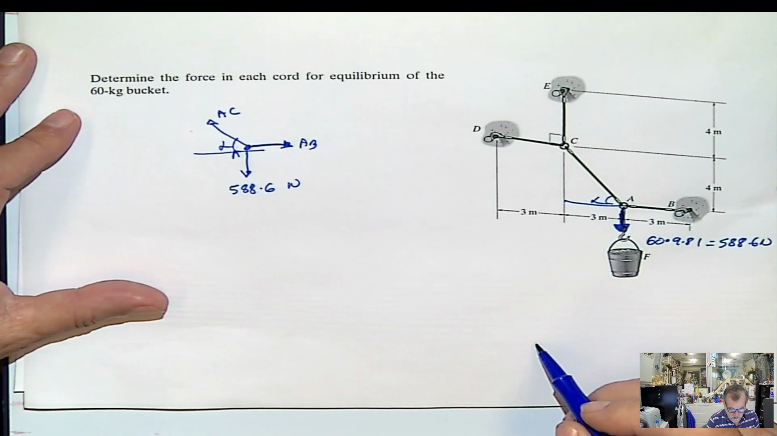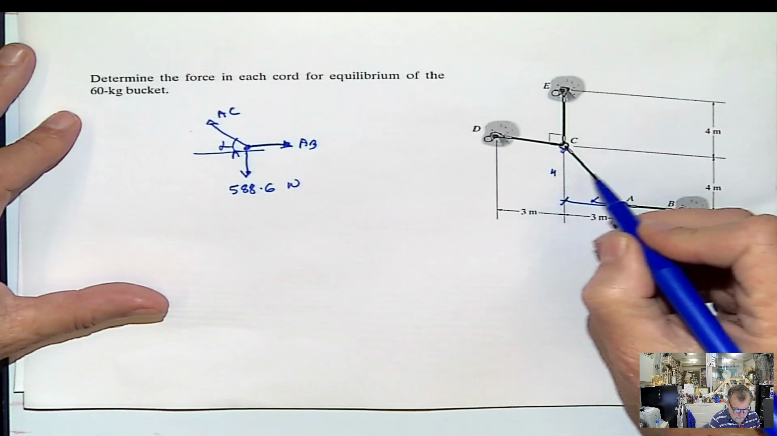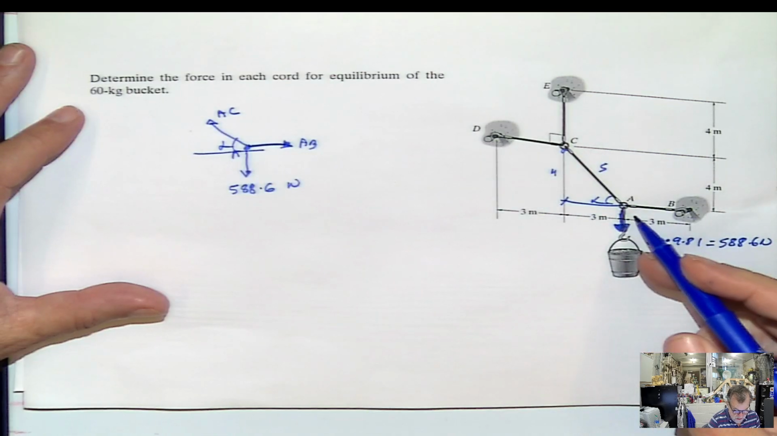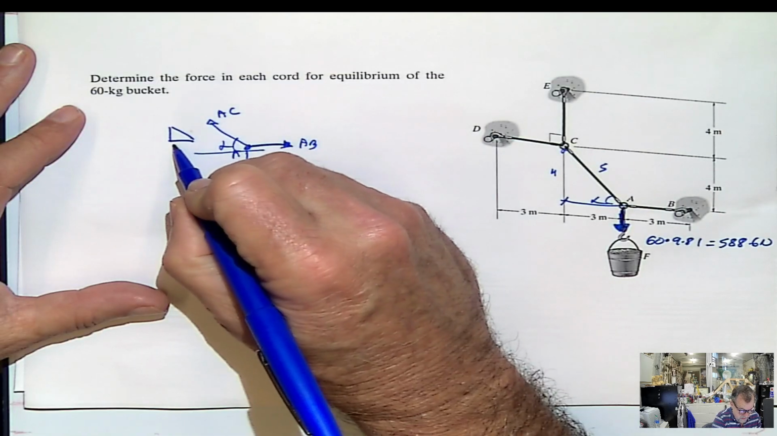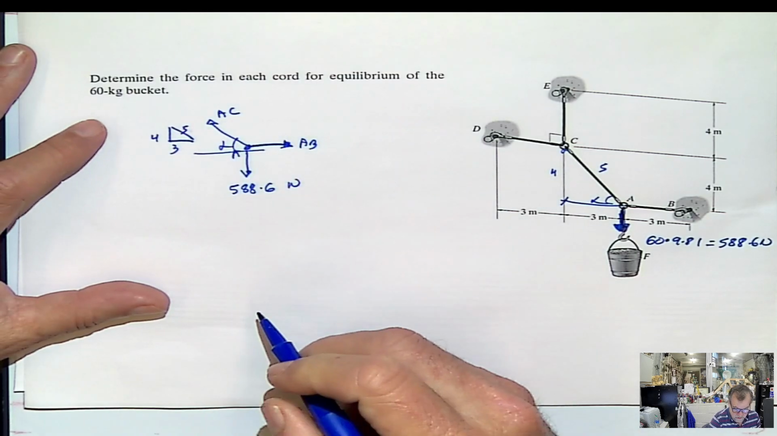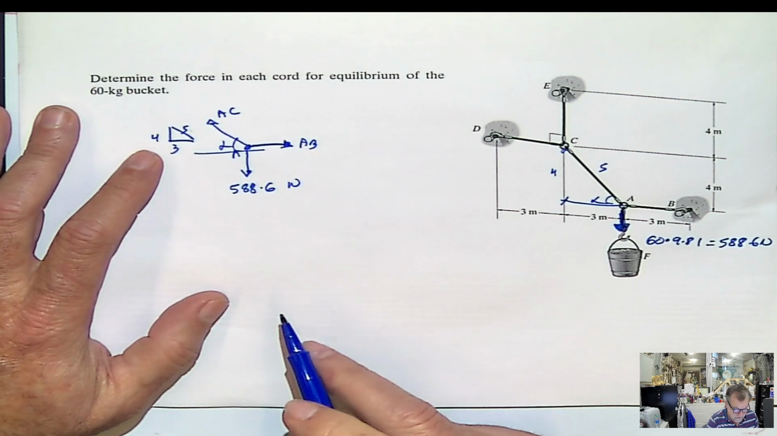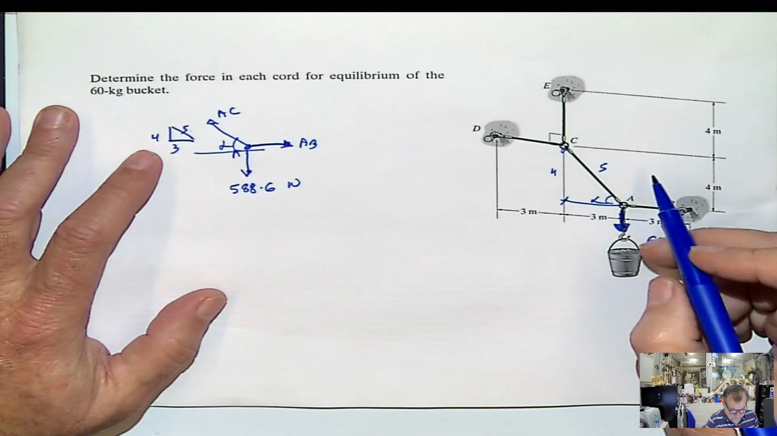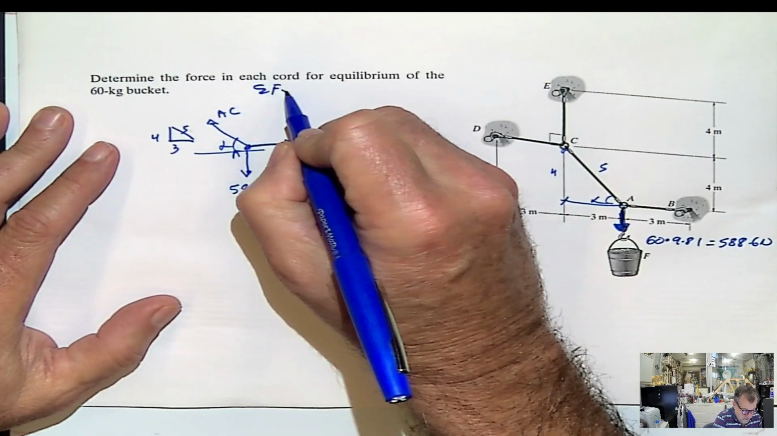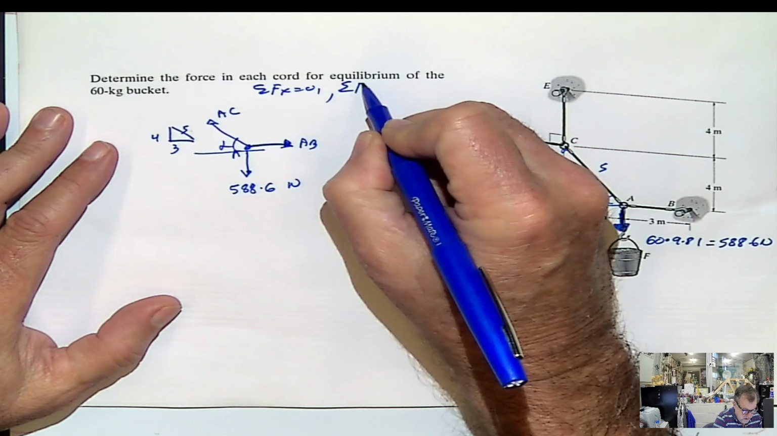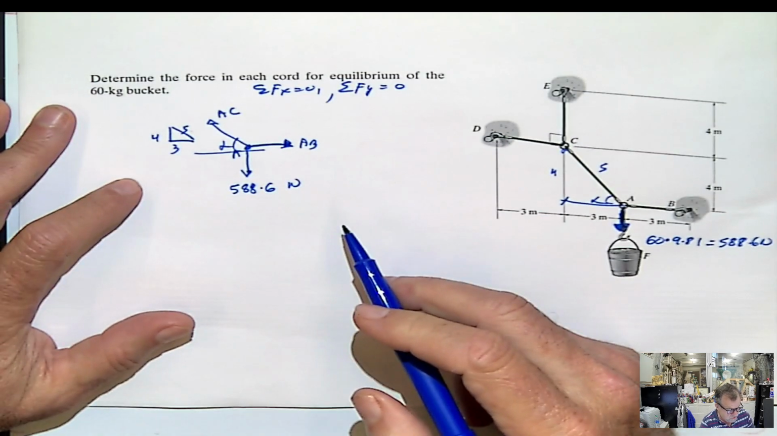alpha here, I can say this is 3, this distance is 4, meaning this is going to be 5, so I can either calculate the angle or use 3, 4, 5. So I like using 3, 4, 5 if I can. But if you want to calculate the angle, it's just inverse tangent of 4 divided by 3. Now let's do that. Remember we have summation of forces in X equals 0, summation of forces in Y equals 0.